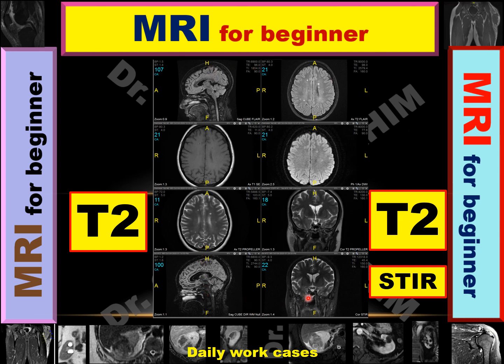Again, different sequences and planes for the same patient. As we see, when CSF is bright and the fat is bright, the diagnosis of T2 sequence is very clear. However, if the CSF is bright and the fat is suppressed, so this is a STIR image.